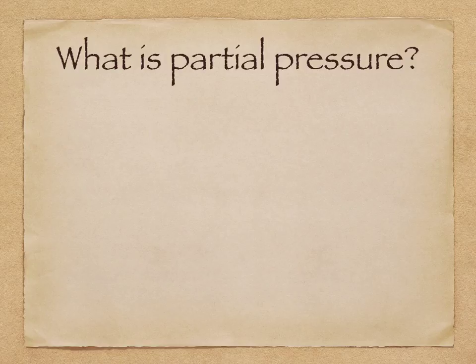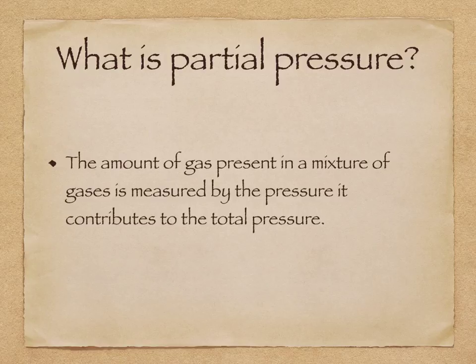Okay, let's have a look at partial pressure. What is partial pressure? The amount of gas present in a mixture of gases is measured by the pressure it contributes to the total pressure. So this is known as the partial pressure of the gas. Sometimes it's called oxygen tension. The unit of pressure is kilopascals.